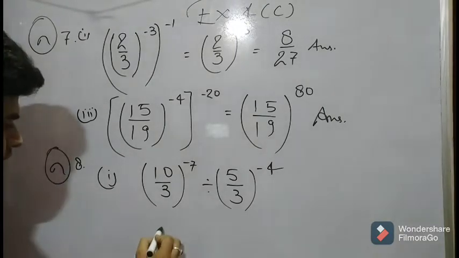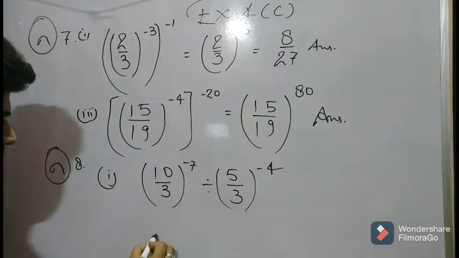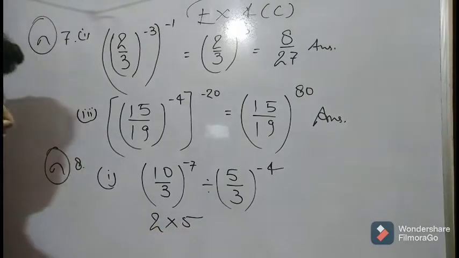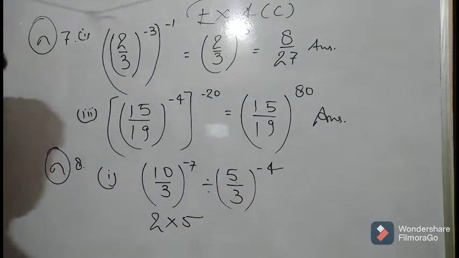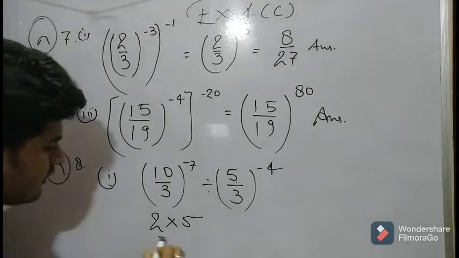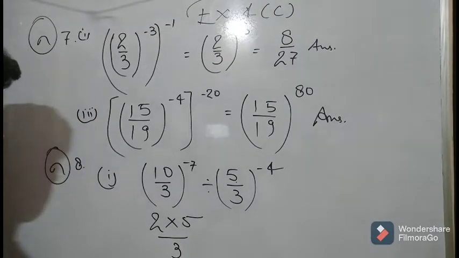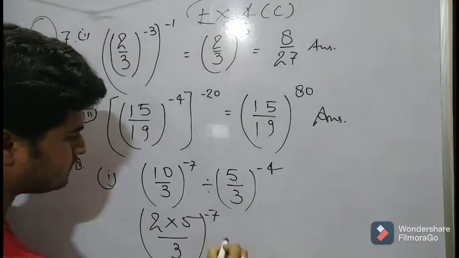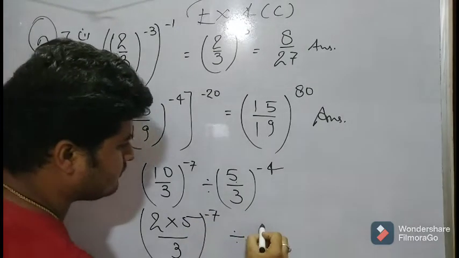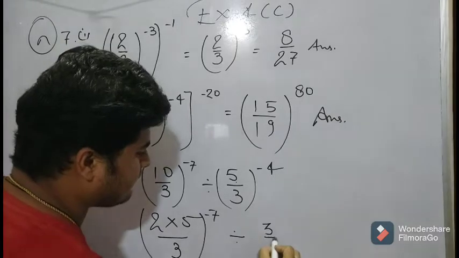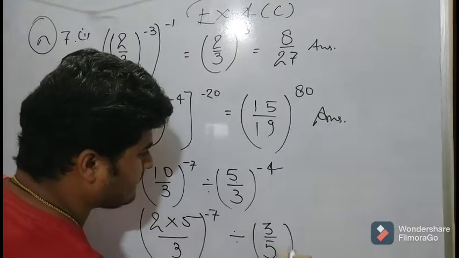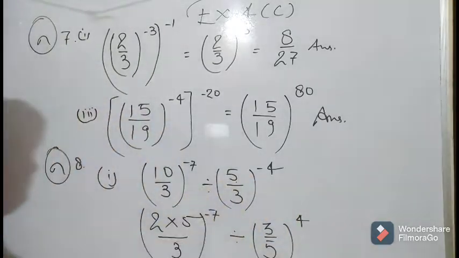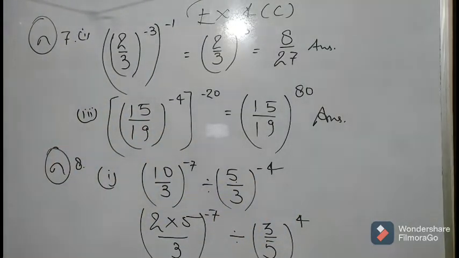Now in this, 10 can be written as 2 into 5. Why am I writing it as 2 into 5? Because here it is 5. So (2 into 5 upon 3) whole to the power minus 7, divided by (3 by 5) to the power minus 4, because the negative sign in the power will be removed and the fraction will be reversed.